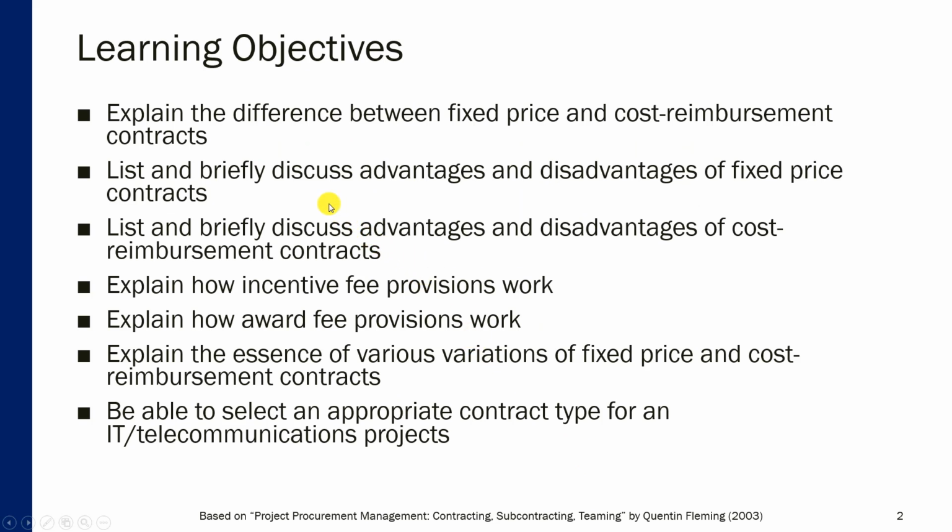After completing Chapter 6, you should be able to explain the difference between fixed price and cost reimbursement contracts. Those are the two major categories of contracts that will be discussed in Chapter 6, and we'll spend a lot of time discussing various nuances and variations within these two categories.